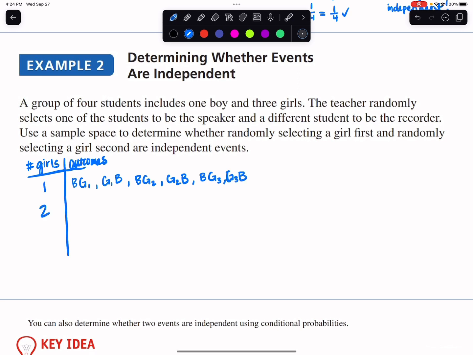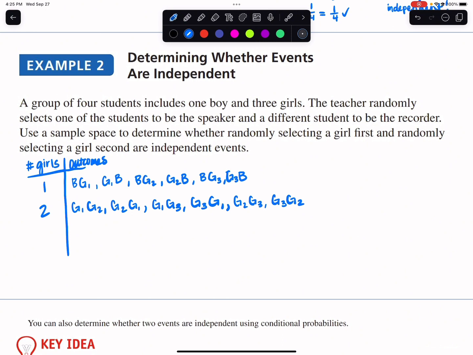Okay, if there's 2 girls, then we could have girl 1 and girl 2, or the opposite direction, girl 2 and then girl 1. We could have girl 1 and then girl 3, or girl 3 and then girl 1. Or we could have girl 2 and then girl 3, or girl 3 and then girl 2. So those are my different outcomes.